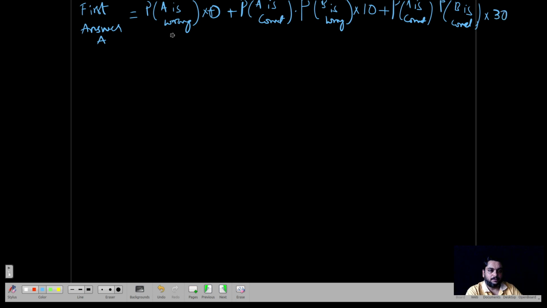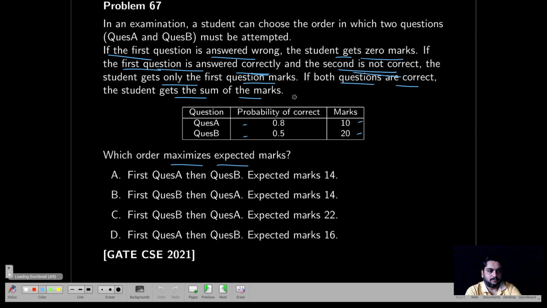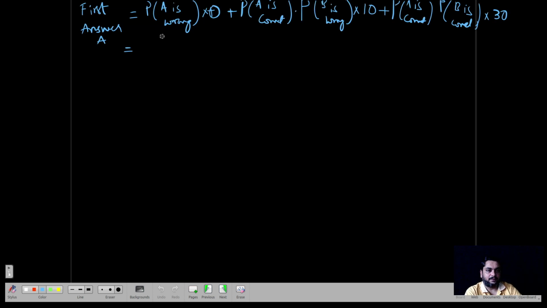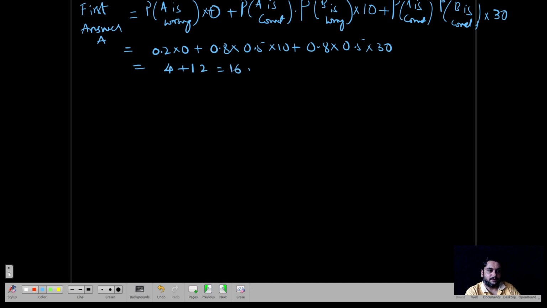Now they have given these probabilities. Probability A is wrong is 0.2, A is correct is 0.8. So 0.2 into 0, plus P of A correct is 0.8, P of B wrong is 0.5, into 10, plus P of A correct is 0.8 again, P of B correct is 0.5, into 30. So this will be equal to 4 plus 12, 16 marks. Expected marks is 16 if he solves like this.